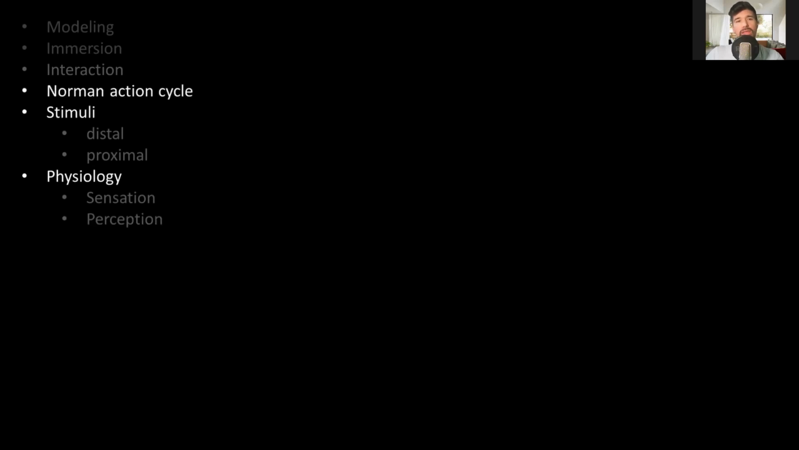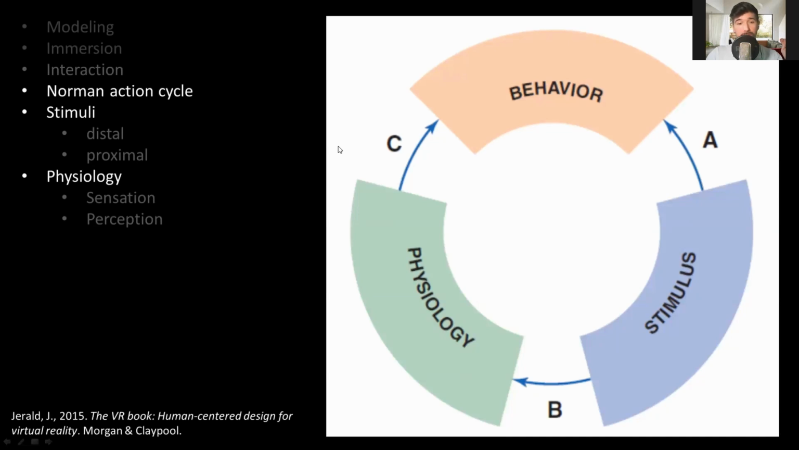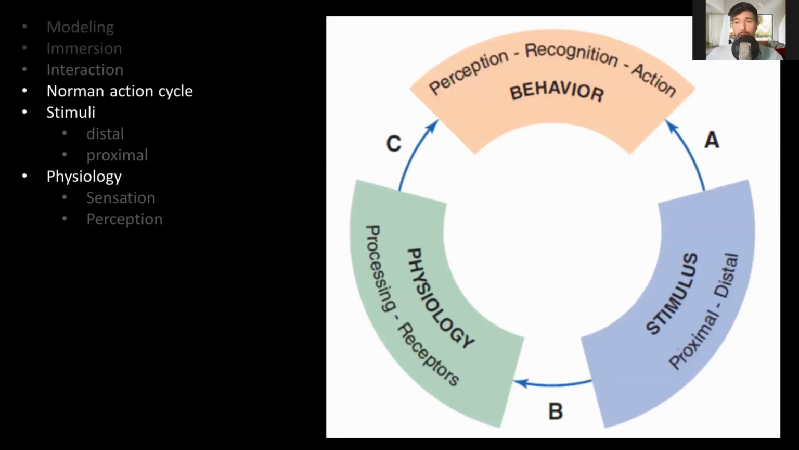So when talking about all these three important aspects, the Norman action cycle, the stimuli, and the physiology, then we can talk about the cycle that's been mentioned here in the VR book, Human-Centered Design for Virtual Reality, where we have the connection for the stimuli, physiology, and behavior in this case. So the stimuli can be proximal and distal. The physiology mostly refers to the processing and the receptors, and the behavior is connected to perception and our own action. And you can see that the stimuli influences both behavior and physiology, even though it seems that the receptors or the sensation part needs to influence the perception and not the other way around.